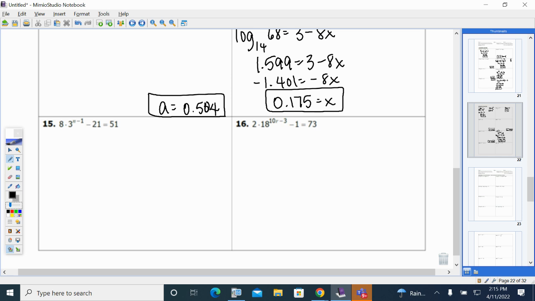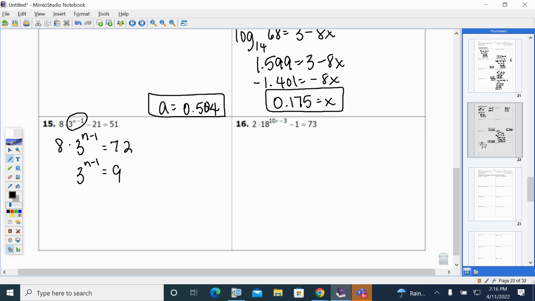let me work number 15. Again, you've got to make sure that you're getting your exponential part by itself. So I'm going to add 21 first. 51 plus 21 is going to be 72. You need to divide by the 8. 72 divided by 8 is 9.